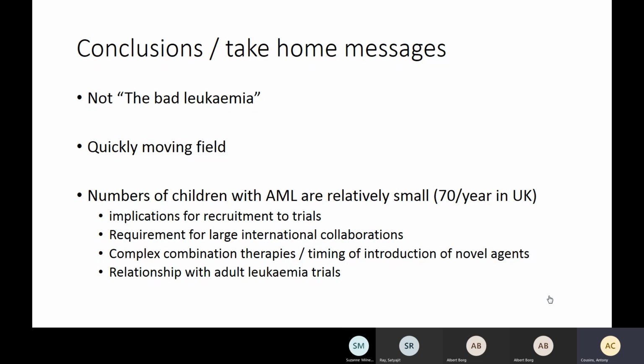But I think understanding the true nuances of what is different about childhood AML as opposed to adult AML isn't clear yet. But I think it's just worth bearing in mind when we're trying to apply treatments developed for adults in childhood AML, we might not get the same results. There clearly are differences in biology. And likewise, trying to apply childhood ALL treatments to adult ALL doesn't work particularly well either.